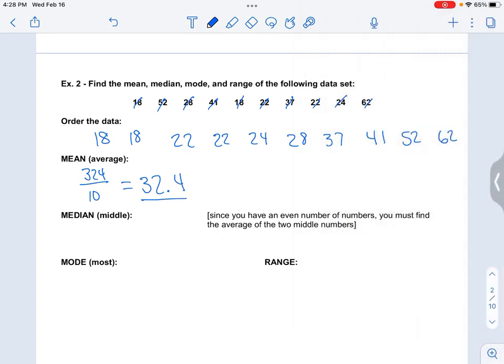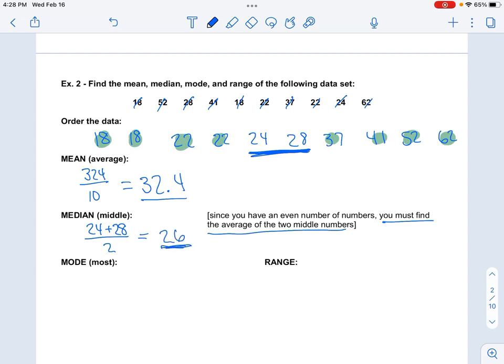The median, same thing as before, I'm just going to leave it where it is. You're going to mark out the two outside ones, they're a pair, then the next two, next two, next two. When you have an even set of data, your median will look like it's shared between 2 points. To solve that, you must find the average of your two middle numbers. So if you've got an even set of terms, you'll just take those two, add them, divide by 2. In this case, you end up with 26 as your median.